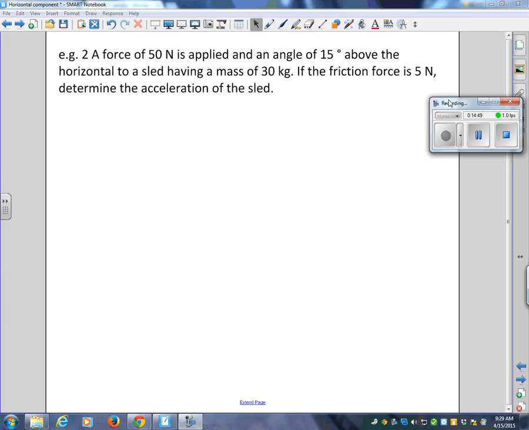A force of 50 newtons is applied at an angle of 15 degrees above the horizontal to a sled having a mass of 30 kilos. The friction force is 5. Determine the acceleration of the sled. How do you feel about trying this on your own? Not ready for it? Okay.